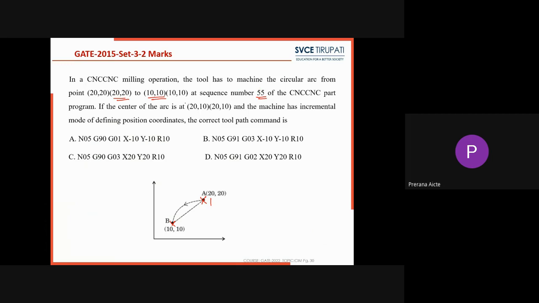In the CNC programming, the center of the arc is 20, 10. The machine has incremental mode of defining position coordinates. The correct toolpath command is this one. So we have to consider a radius of 10, and the correct answer is N05, G91 and G03. That means we have to take a sequence number, and also here, defining position coordinates, the correct tool method is this one. So this is the particular answer.